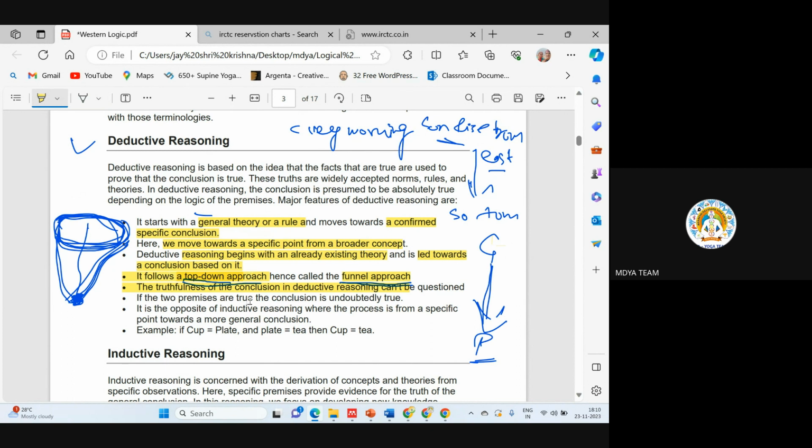The truthfulness of conclusion in deductive reasoning can't be questioned. If the two premises are true, the conclusion is undoubtedly true. Means if sun rises from the east, if this premise is true, then there is no chance of having doubt on conclusion. If your premises are true, then your conclusion will be true. There is no other option.